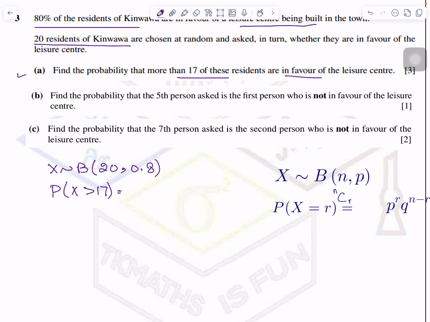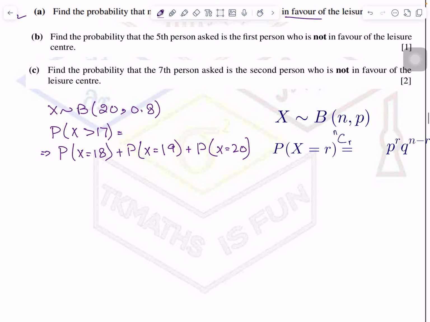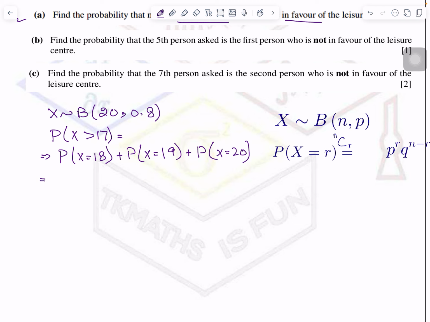Now to answer this, what will I do? 17 is not included, so I will do 18, 19 and 20, just the way I have done in the above case. Now you will simply apply this formula here. It is 20C18, p is 0.8, power 18. What is 1 minus 0.8? 0.2, right? You can do it mentally also.